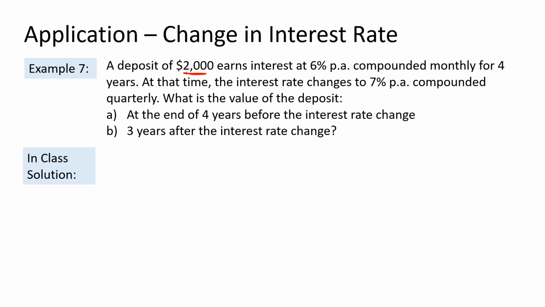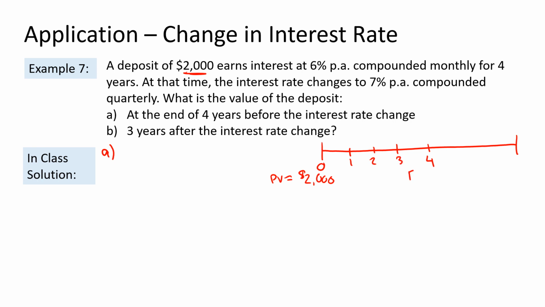So let's look at part A. Okay, at the end of the 4 years before the interest rate change, what is that value? And I'm going to start this by just drawing a timeline. Okay, so we're here today at time 0. And we've put a deposit in for $2,000. Okay, that's our present value today. For part A, we're looking at 4 years later. Okay, so 1 year, 2 years, 3 years, 4 years. Okay, what is the value at that point?